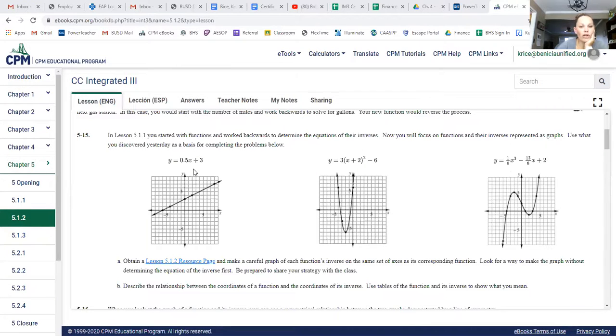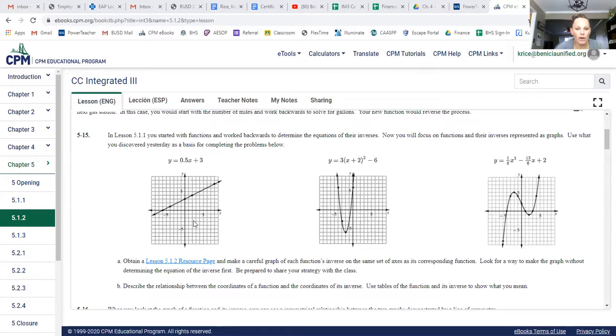So sure, here on this equation, y equals 0.5x plus 3, we could write the inverse. We could write the inverse on this second one, but this third one, when it's y equals 1/6 x cubed minus 13/6 x plus 2, we don't know how to write the inverse for that equation yet. So we're going to try to do all of these without writing an equation.